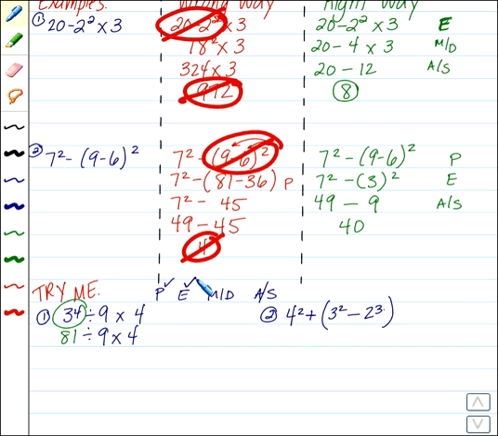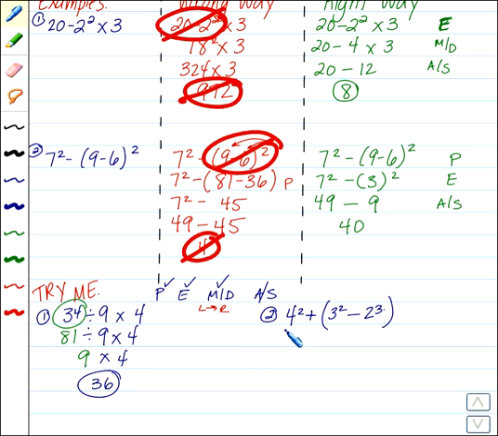Now after we do exponents, the next thing is multiplication and division. Well, it looks like here I have a multiplication and division, but remember, you go left to right with that. So 81 divided by 9 is 9. And then finally, the only thing left is to multiply 9 times 4, and your answer is 36.